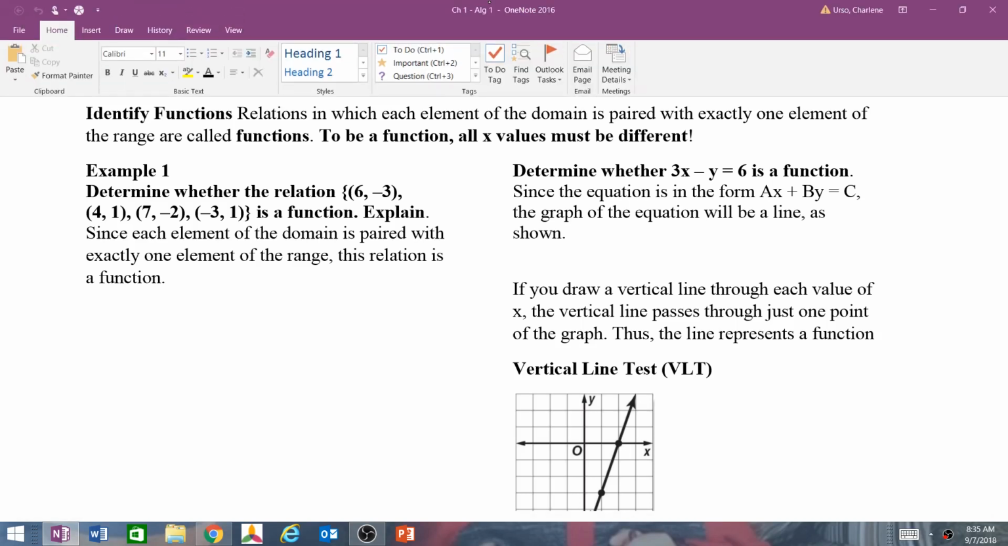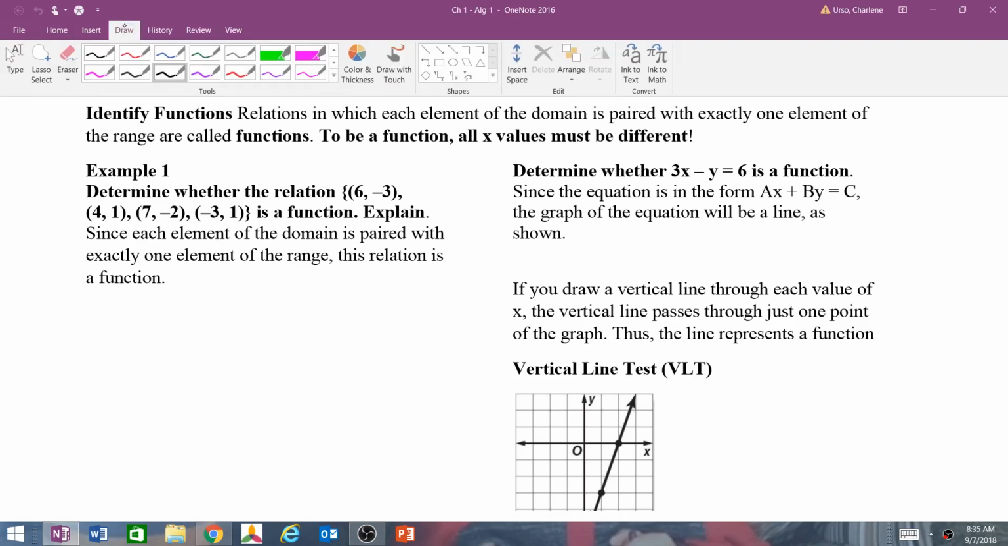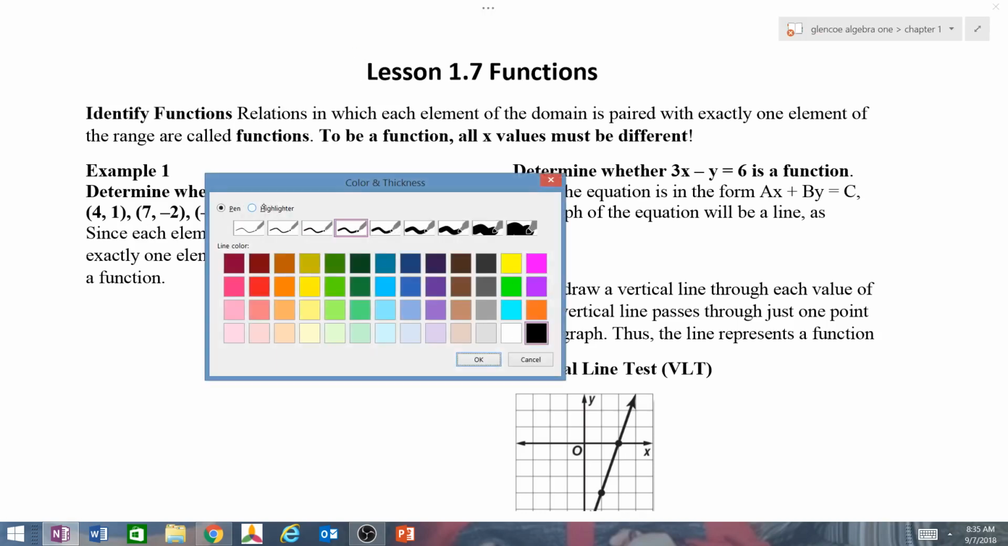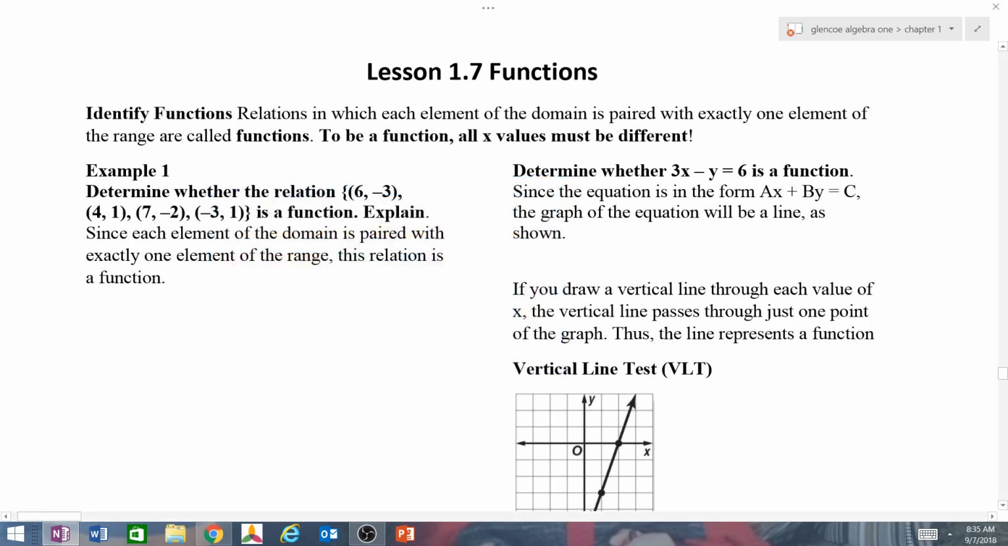So let's go ahead and highlight that for you, because that is extremely important. It can only be a function if all of the x's are different. If two of the x's are the same, I don't care if you're looking at a table, a graph, a mapping, or a set of ordered pairs, it's not a function.